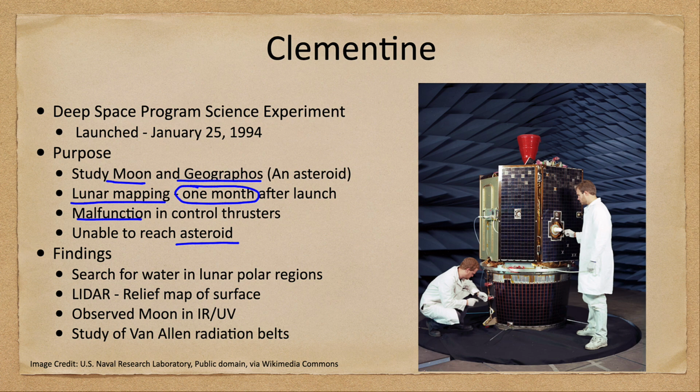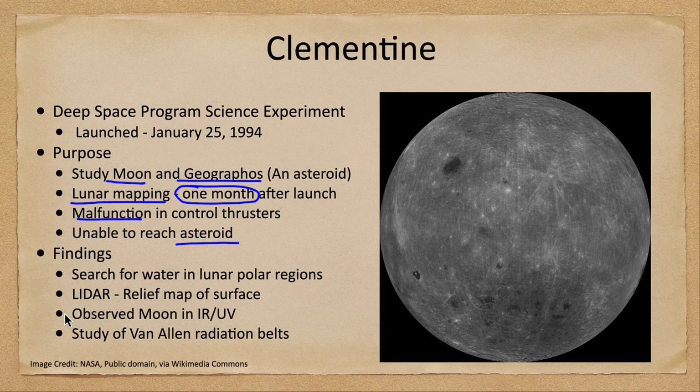And some of the things that were observed were things looking at the moon. And one of the things it did was to look for water in the polar regions. Here actually is one of the images where it mapped the moon. But one of the interesting findings was that Clementine found water, or at least water ice. You can't have liquid water on the surface of the moon, but water ice is possible, and some water in the lunar polar regions. Now, unfortunately, this has been challenged.